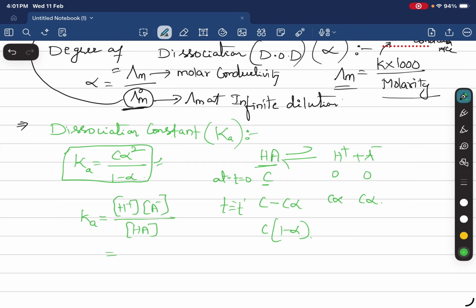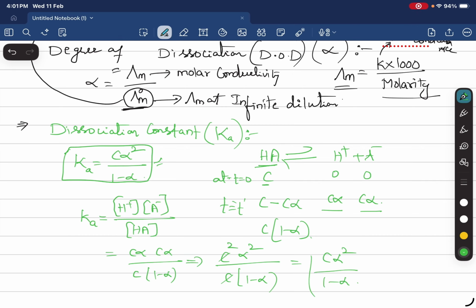So at time t, Ka equals C alpha into C alpha by C into 1 minus alpha, which can be written as C square alpha square by C into 1 minus alpha. Here C gets cancelled, giving C alpha square by 1 minus alpha. This is the formula for the Ka value.